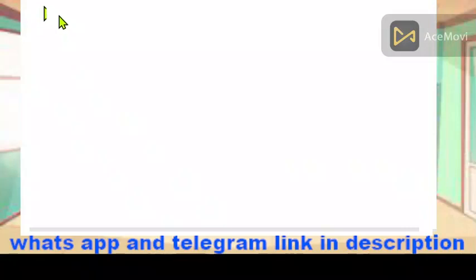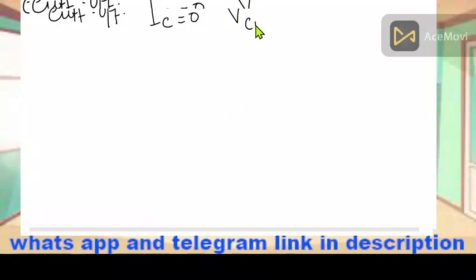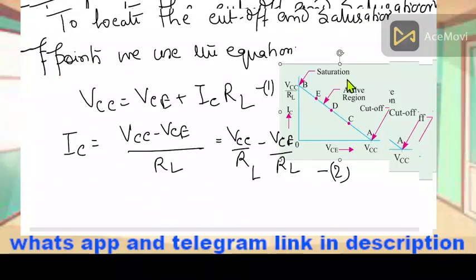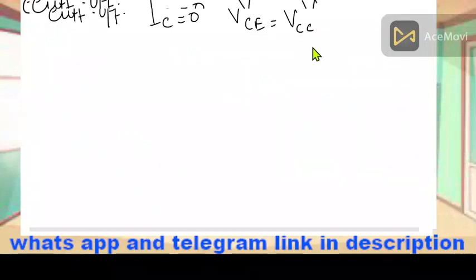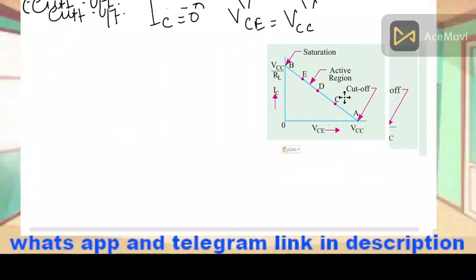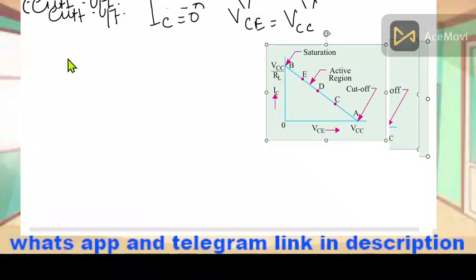Now we have two situations. If we are considering cutoff, it means collector current is 0. Ideally collector current is 0. And in this case, as I discussed in the previous lecture, VCE is equal to VCC. So let me again paste this diagram on this page so that it is convenient for you. IC is 0 means y coordinate is 0, so it will lie on the x-axis.